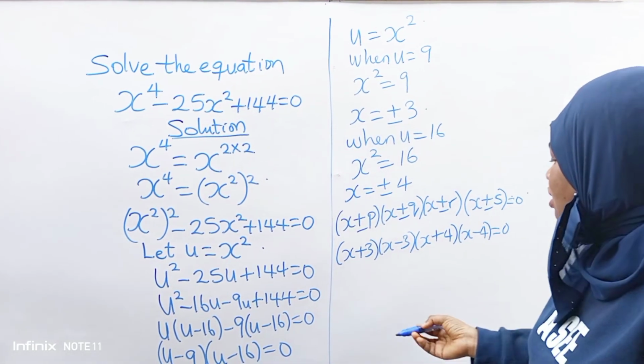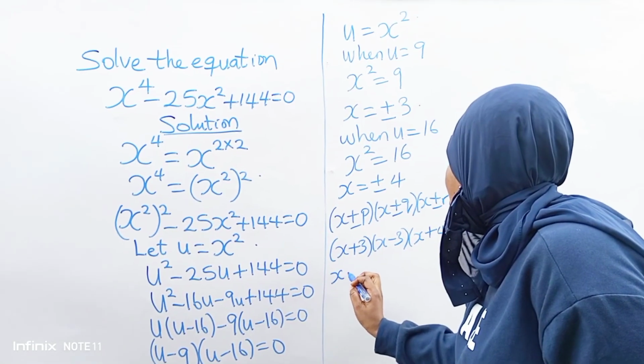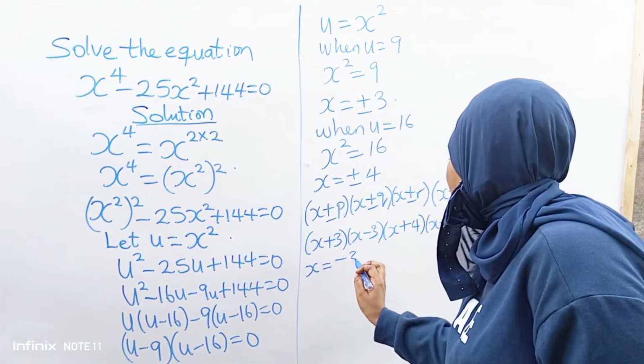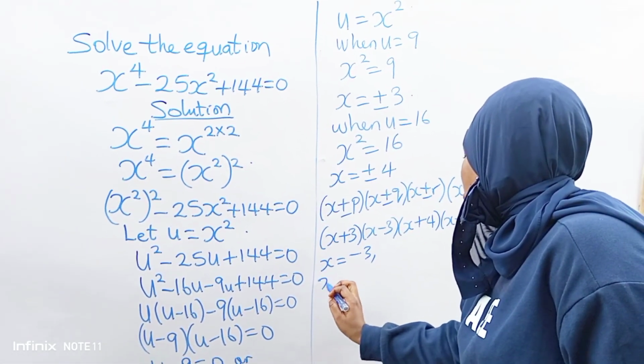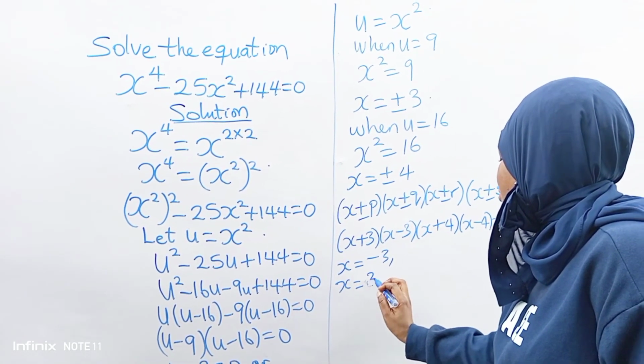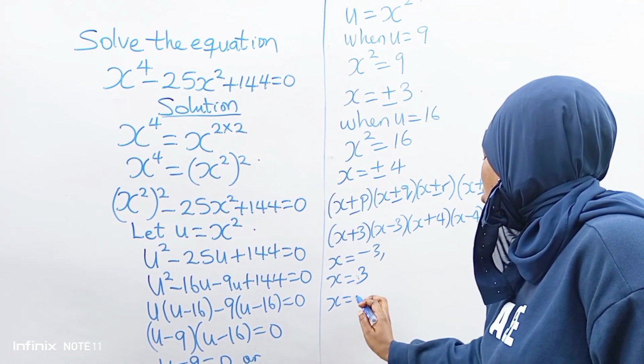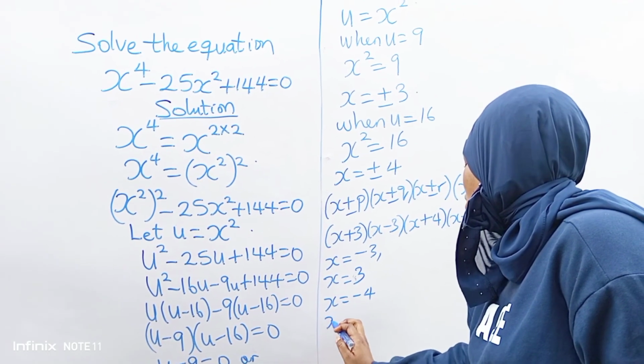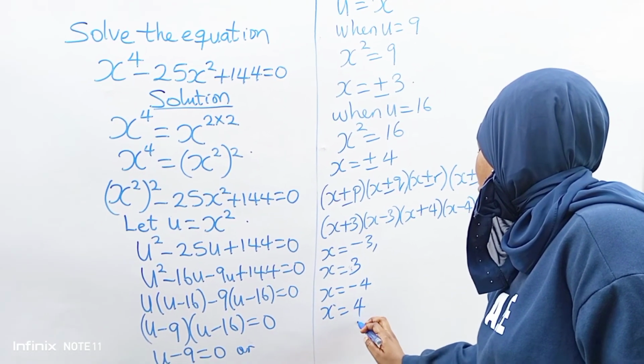So my answer will now be x is equal to minus 3, x is equal to plus 3, x is equal to minus 4, or x is equal to 4. So that is how to find it.